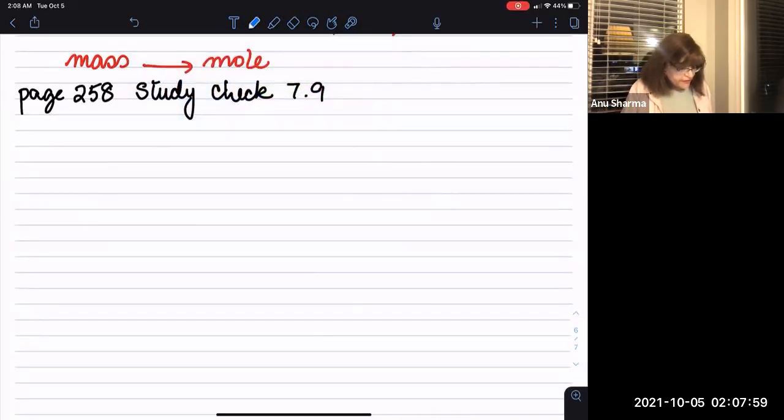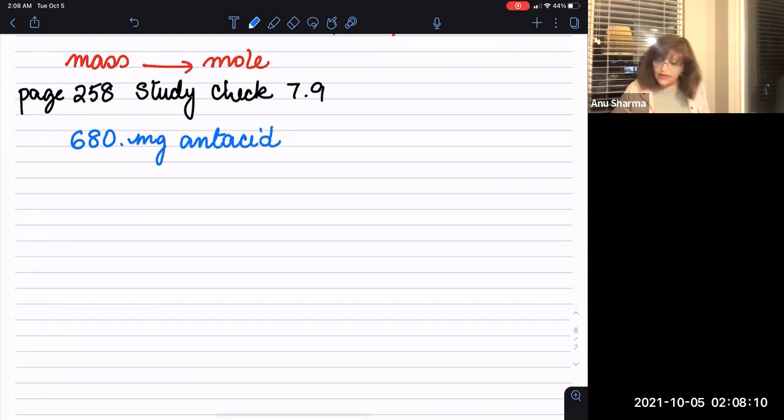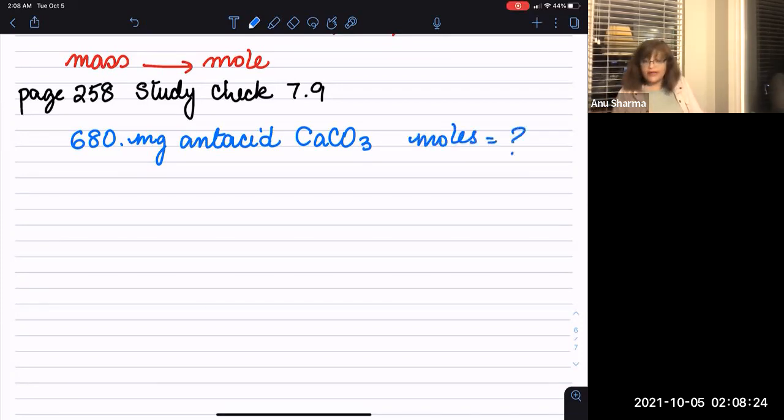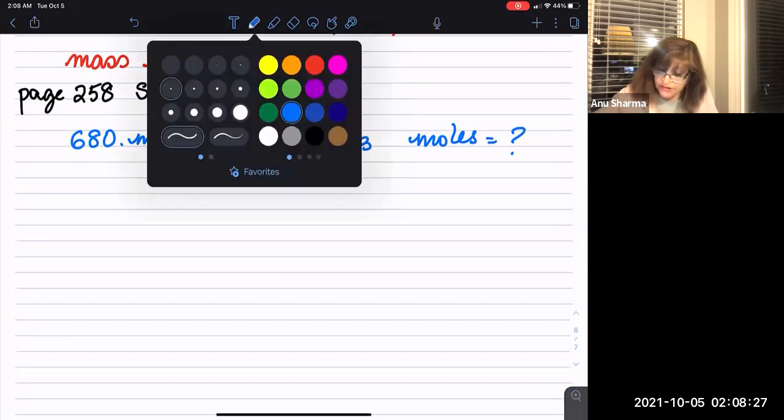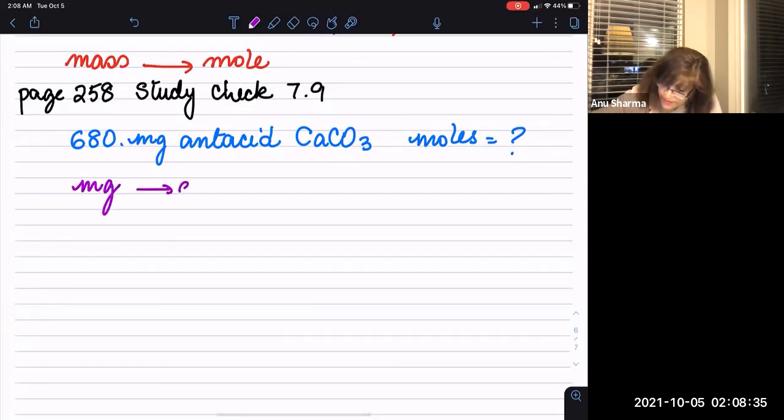Study check: a tablet of an antacid contains 680 milligrams of calcium carbonate. This is an antacid that has the active salt. How many moles of calcium carbonate are present? Calculate the number of moles of calcium carbonate. Because there is no direct conversion of milligrams to moles, you are going to convert the milligrams to grams and then grams to moles.